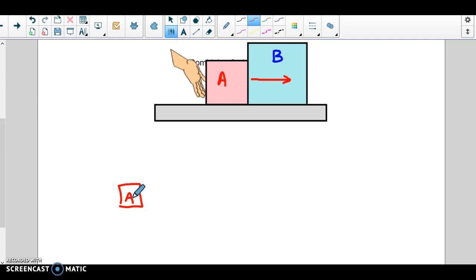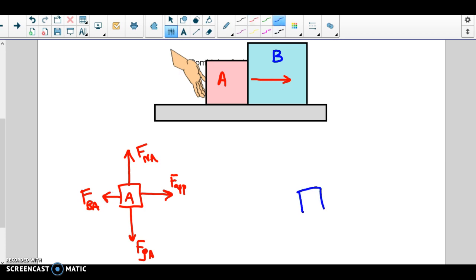Here's mass A. The forces acting on mass A are the force of gravity, which I'll call FGA, which is down. The normal force, the force of the surface pushing up on block A, which I'll call FNA. There's an applied force to the right, so I'll call that force applied. And there's also a force pushing back on block A due to the presence of block B. I'm going to call that FBA, which is our interaction force in this case. These are two objects that are touching, so there's an interaction force between them. That's all the forces for block A.